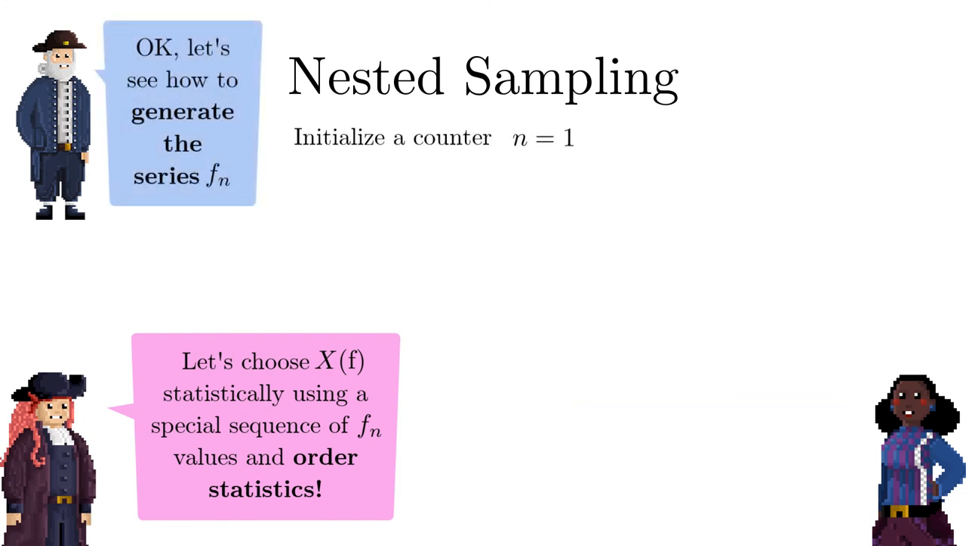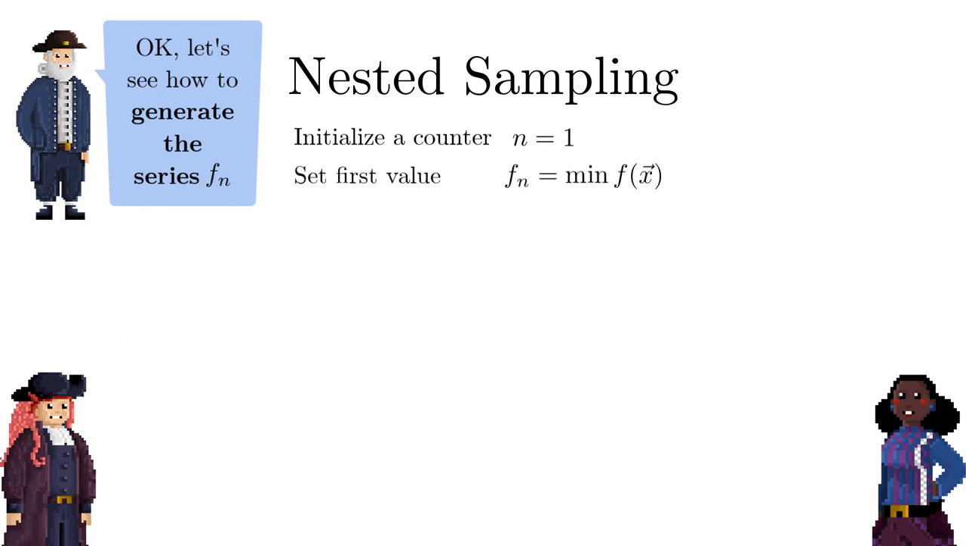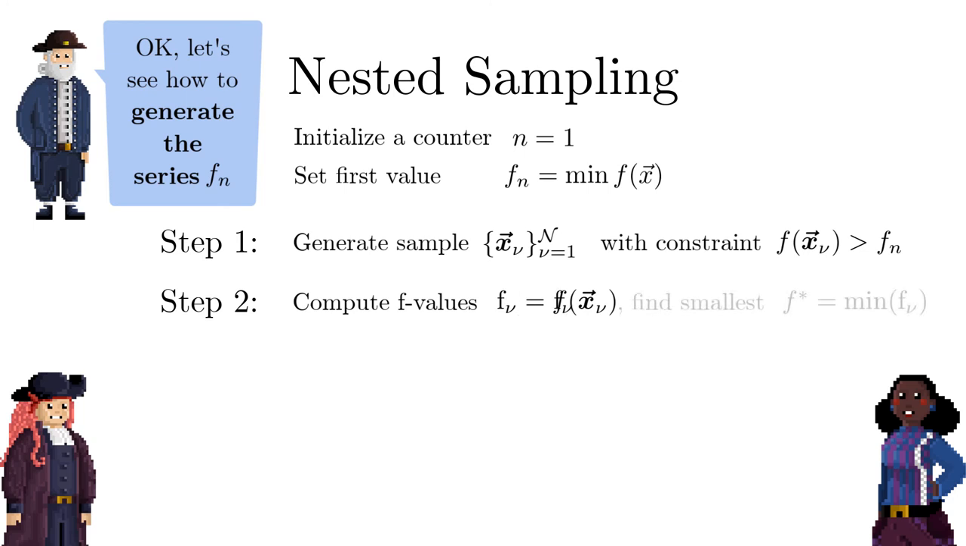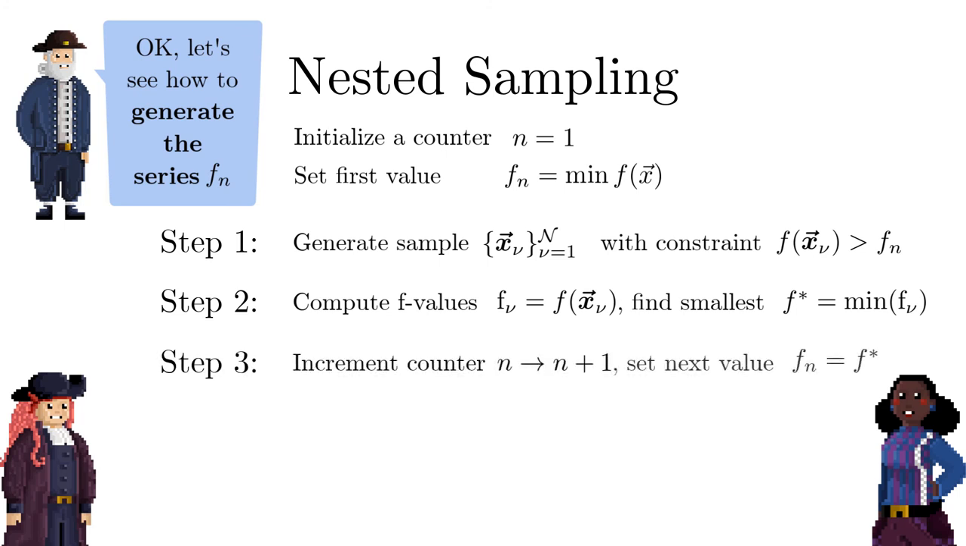Initialize a counter n to 1. Set the first value f sub n to the lower bound of the function f of x. First step, generate a sample of size n according to the prior with a constraint f of x greater than f sub n. Second step, compute the corresponding f values and determine the smallest one and call it f star. Third step, increment the counter n and set f sub n equal to f star. Now repeat the steps 1 to 3 until suitable convergence is achieved.